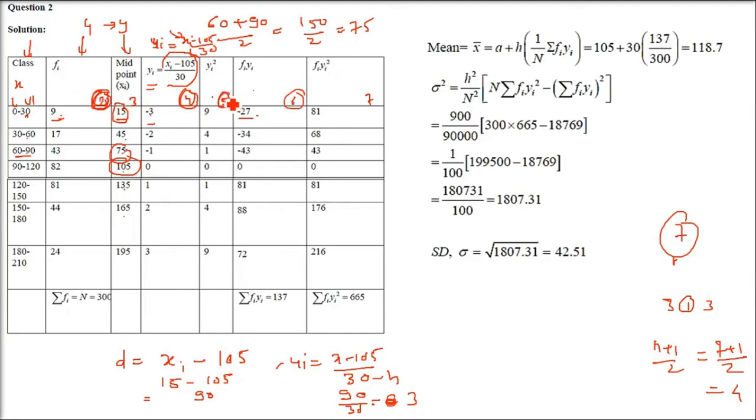Second column. Then you have to do the y square. So 9 is 81. Fi yi whole square. So now you will add sigma fi yi and sigma fi yi whole square. Sigma f is capital N, 300 it is. Sigma fi yi is with you. Sigma fi yi whole square is with you. And sigma fi is also known. Now we have a formula.